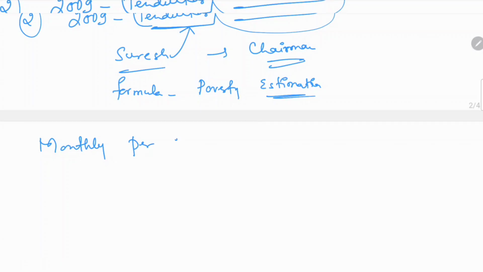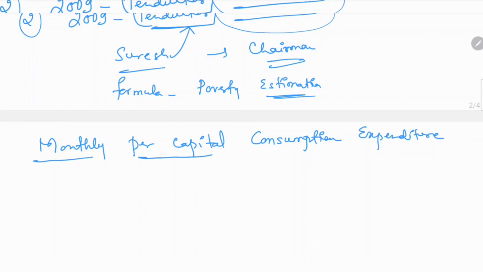monthly per capita consumption expenditure. So just focus on these words, monthly per capita. This is not capital, it is per capita consumption expenditure.